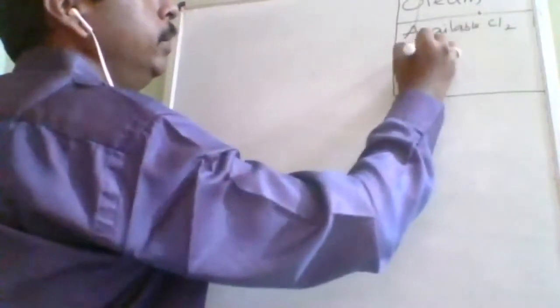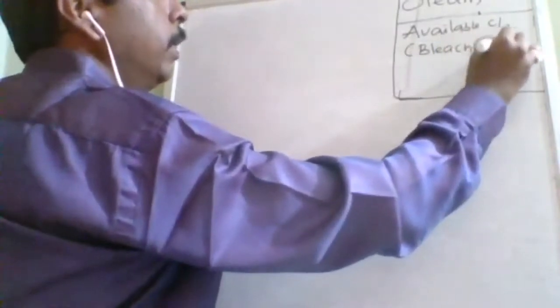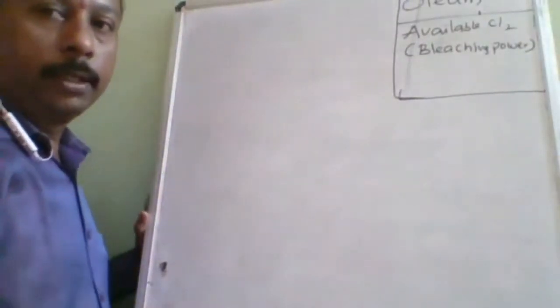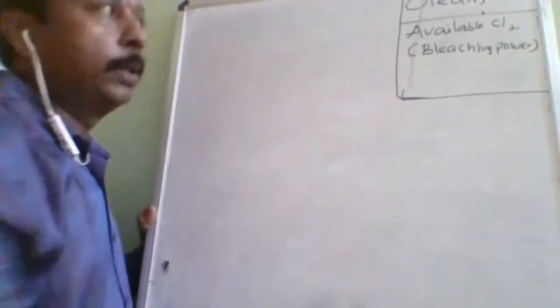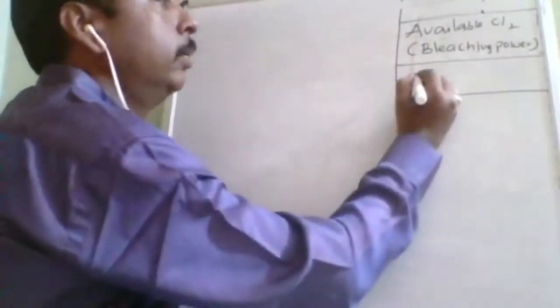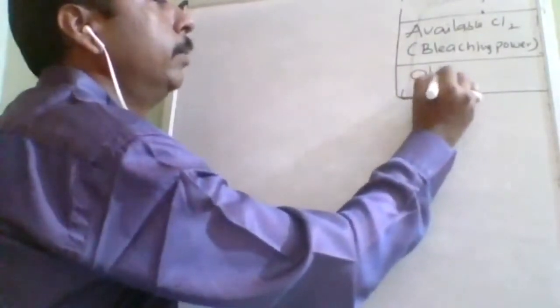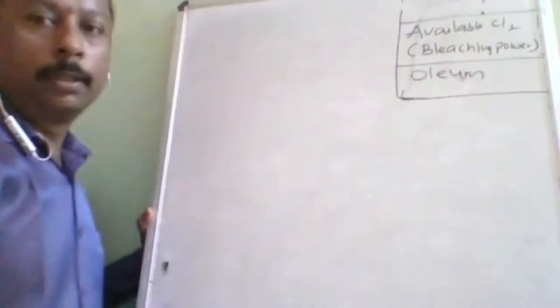Available chlorine. This is used for bleaching powder. Bleaching powder concentration is expressed in terms of Cl2. And the next term we are going to use is oleum. Percentage method only. Oleum is specially expressed with another method, so we will discuss it when we discuss some advanced topics.